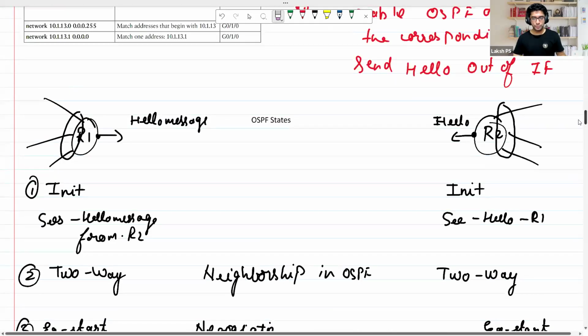When R1 and R2, before they exchange the database of all the links that they are connected to, they will send a small description about these links. Do you know about this link or not? If not, I will share the information. If yes, it's okay. That is what DBD means. So database descriptor is basically a small description of the links that a particular router is connected to. As simple as that.